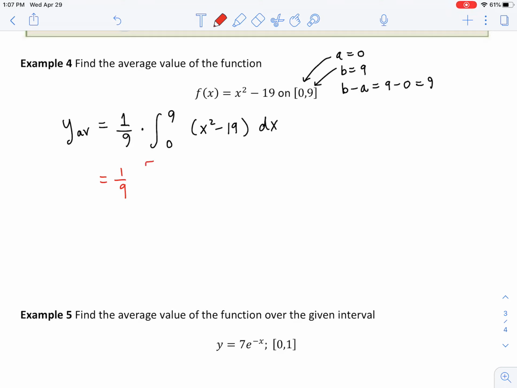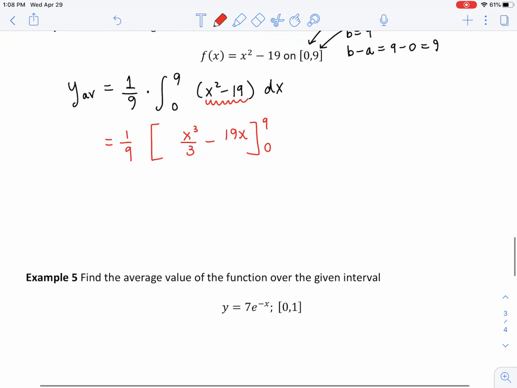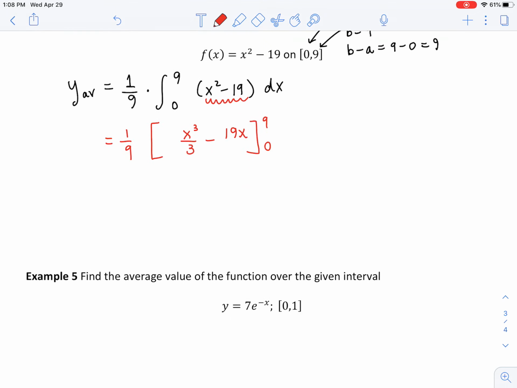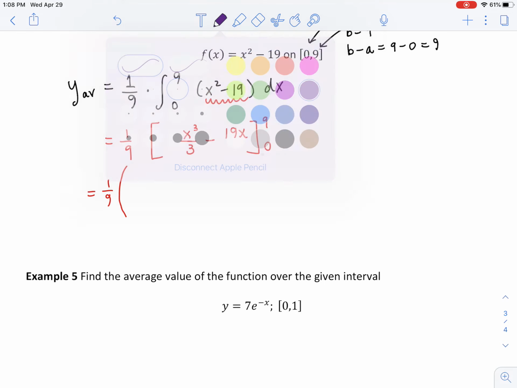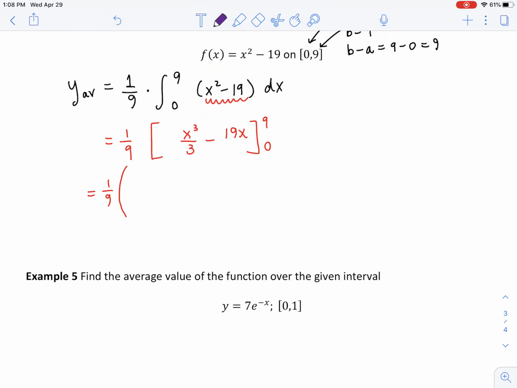So you've got all the tools. You know how to integrate this. So we'll keep that 1 over 9 just waiting over there. But let's find the antiderivative of x squared minus 19 and put it in this square bracket. That's going to be x cubed divided by 3 minus 19x divided by 1. And we're going to evaluate that from 0 to 9. So just make that 1 over 9 wait outside there for us. I'll just say this guy is just patiently waiting.